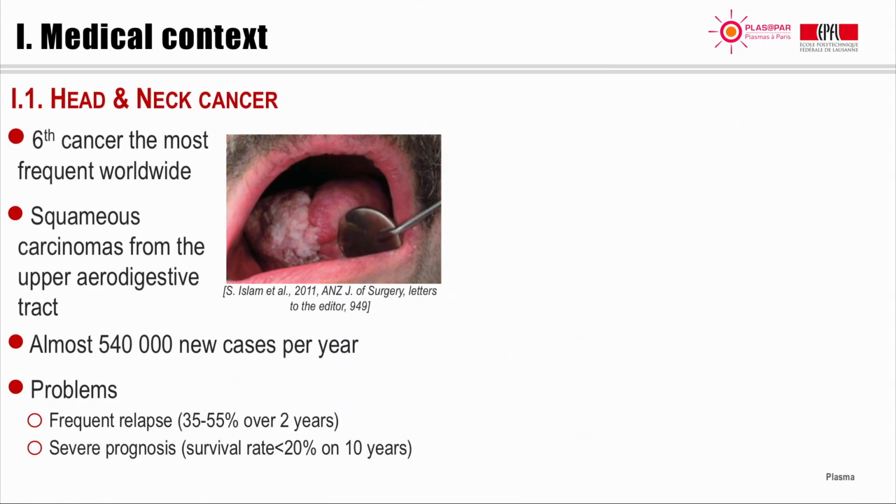The first example is head and neck cancer. It is the sixth most frequent cancer worldwide, which corresponds to squamous carcinomas from the upper aerodigestive tract. It represents almost 540,000 new cases per year. And even if there exist therapies combining ablative surgery, radiotherapy and chemotherapy, problems still persist. We have frequent relapse, between 35 and 55% over 2 years, and a severe prognosis, since the survival rate is less than 20% over 10 years. So new therapies are highly expected.